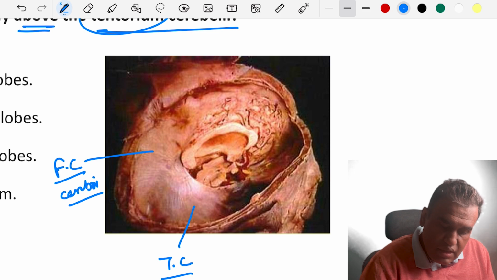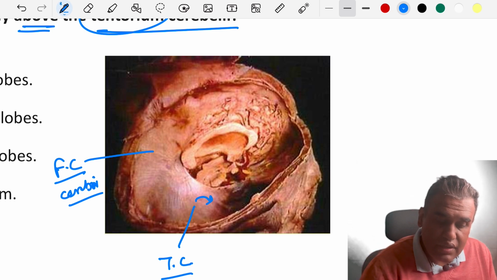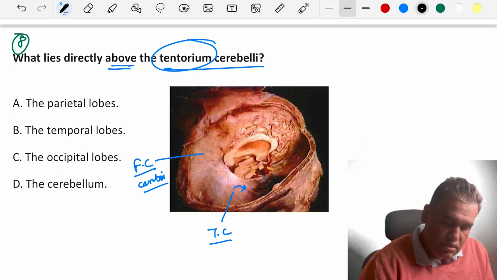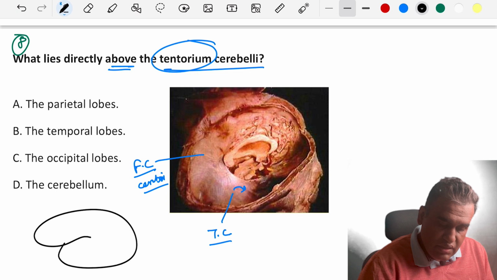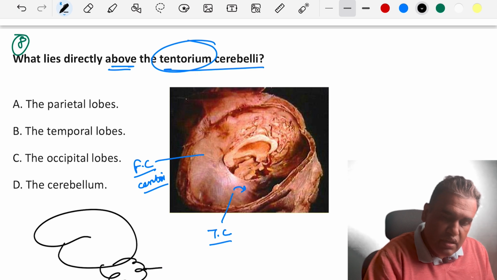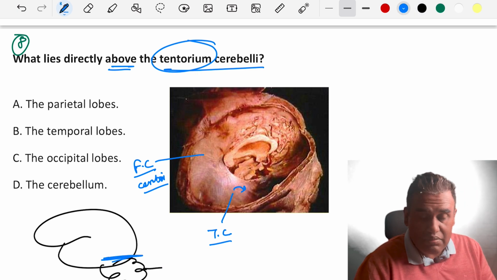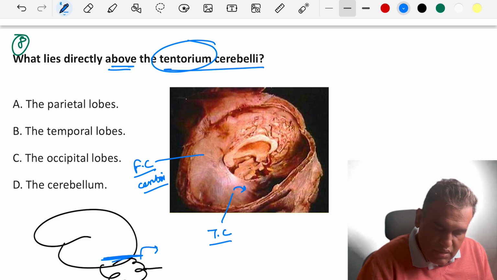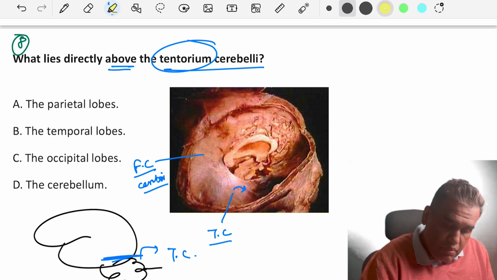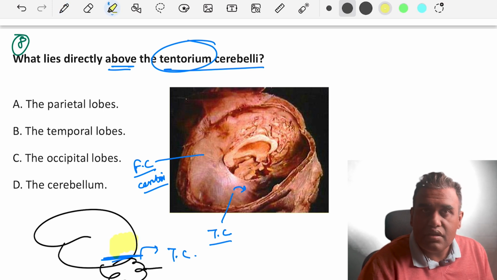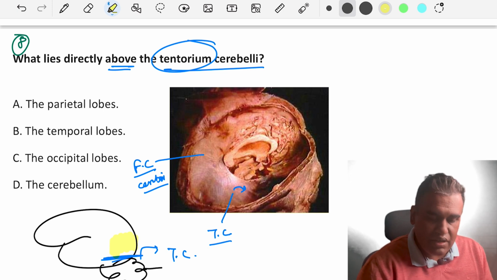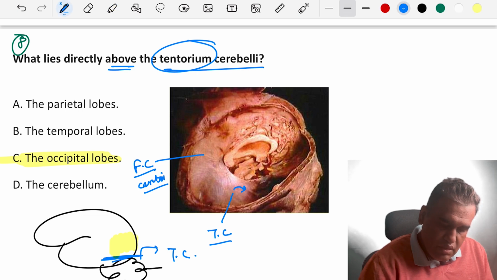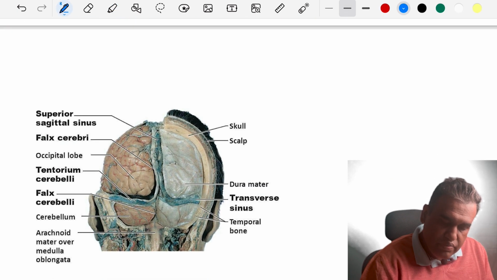So below the tentorium cerebelli we have the cerebellum. But what lies above it? Think about it. Imagine a section of the brain in your head. Here you have the cerebellum, and this is the location of the tentorium cerebelli, the blue color. Imagine it is the tentorium cerebelli. Now think about what structure is above. Posterior lobe of the cerebrum, that is the occipital lobe. Yes, the occipital lobe is the answer. I'll show you an image. Let's see an image over here. It's a posterior view.